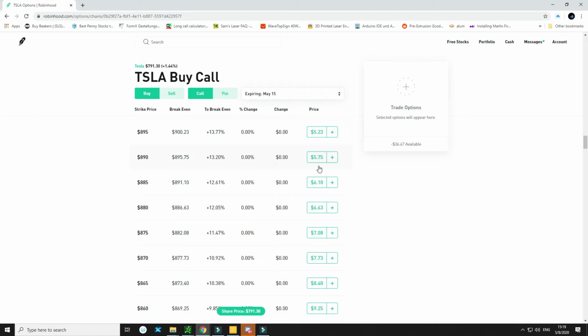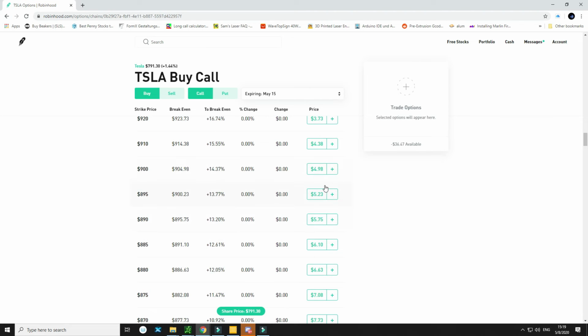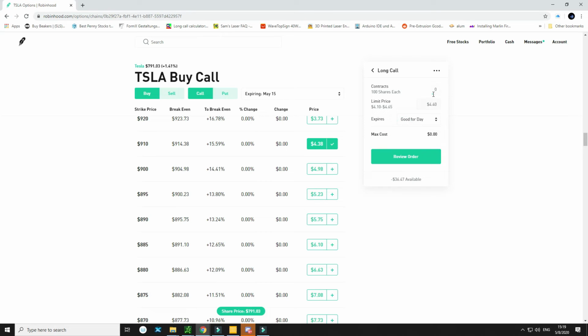So let's say I want a 910 strike price at $438. Yeah, it says $4.38, excuse me. That's for one share. So when you click this, I want to buy, let's say, continue, one contract. One contract equals 100 shares. You can see that by this right here.